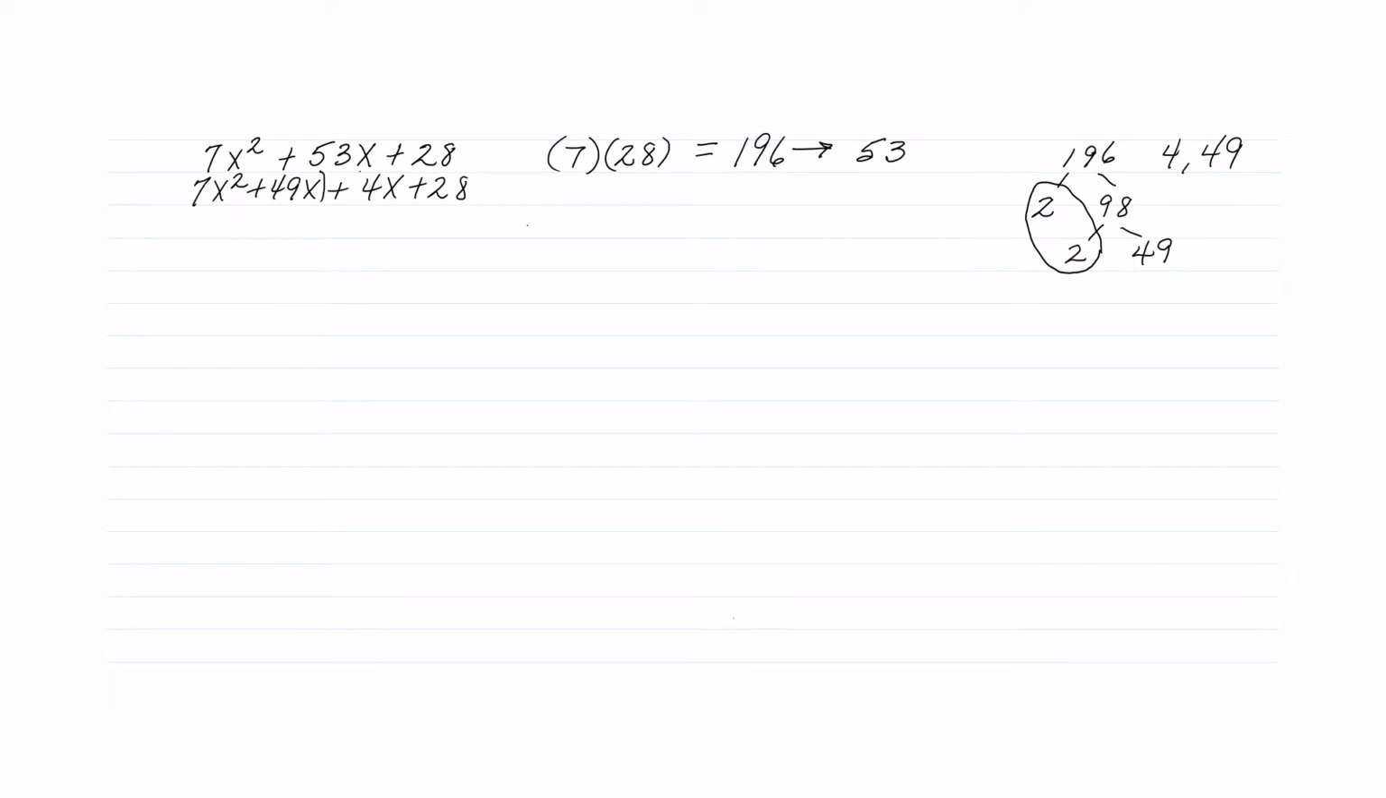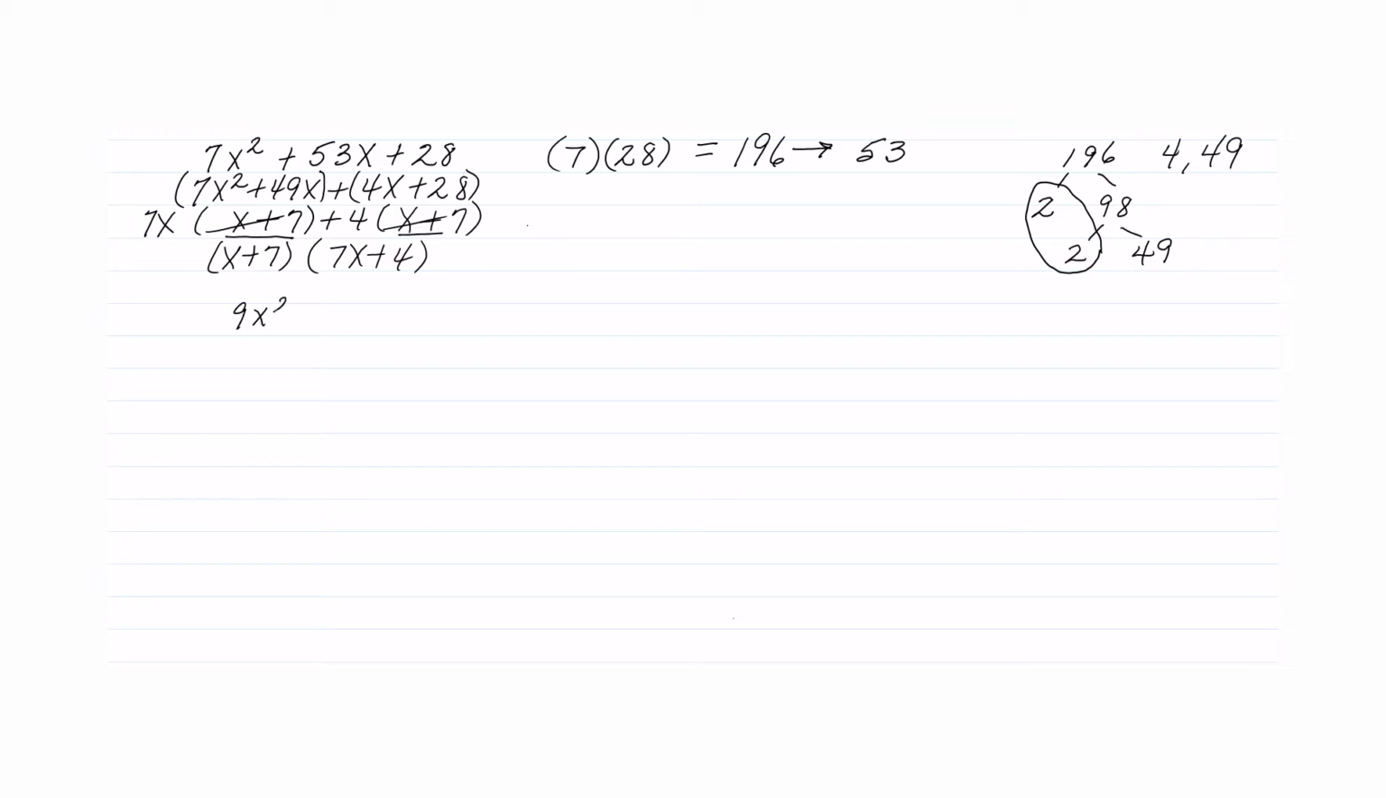So in grouping the first two and the last two, pull out our common factors. So our GCF is x plus 7. And when we pull out our x plus 7, what's left? 7x plus 4. Okay. So let's try another one.